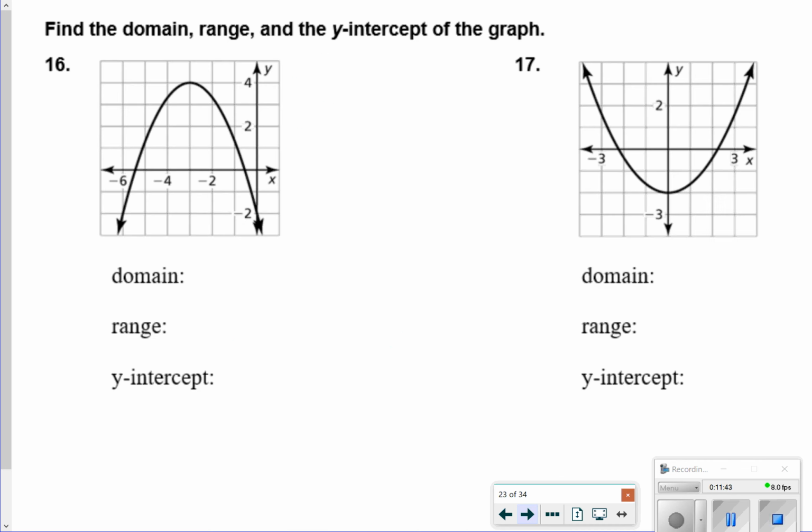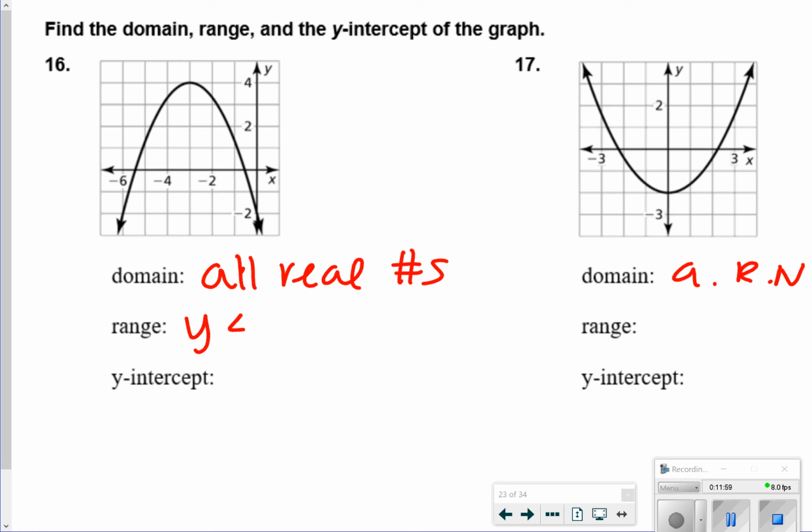Okay. Over on the back, these are just pretty simple. Your domain is all real numbers, and same thing for number 17. For number 16, your range has to be less than or equal to 4, so y is less than or equal to 4, and your y-intercept looks like it's intercepting right here at negative 2. The range for number 17 has to be greater than or equal to negative 2, and your y-intercept also looks like it is at negative 2 for number 17.